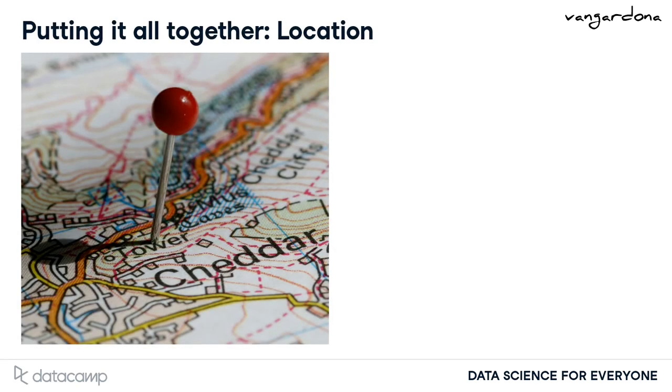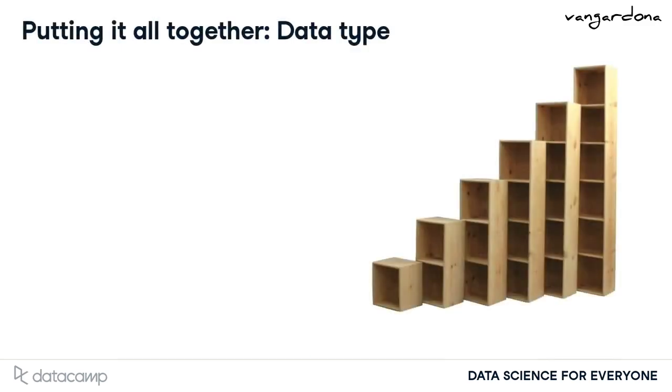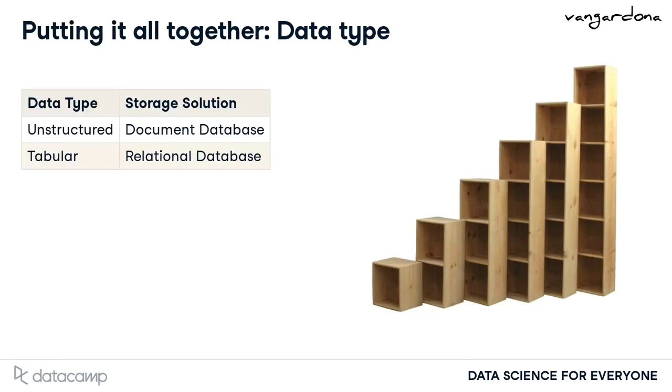Storing your data is like building a library. First, you need to decide where to build your library. That corresponds to choosing a location, either an on-premises cluster or one of the cloud providers we discussed before, Azure, AWS, or Google Cloud. Next, you need to decide what types of shelves to install to store your books. The types of shelves will depend on the type of books. This is analogous to choosing between a document database for unstructured data or a relational database for tabular data.